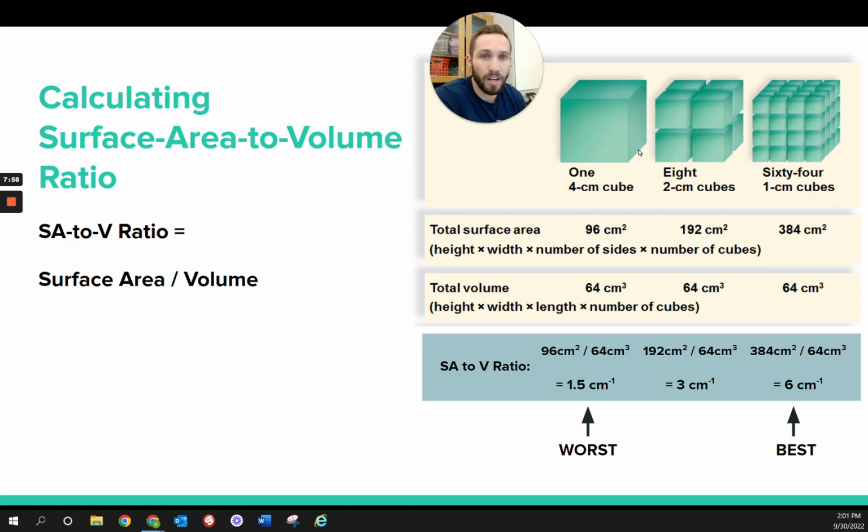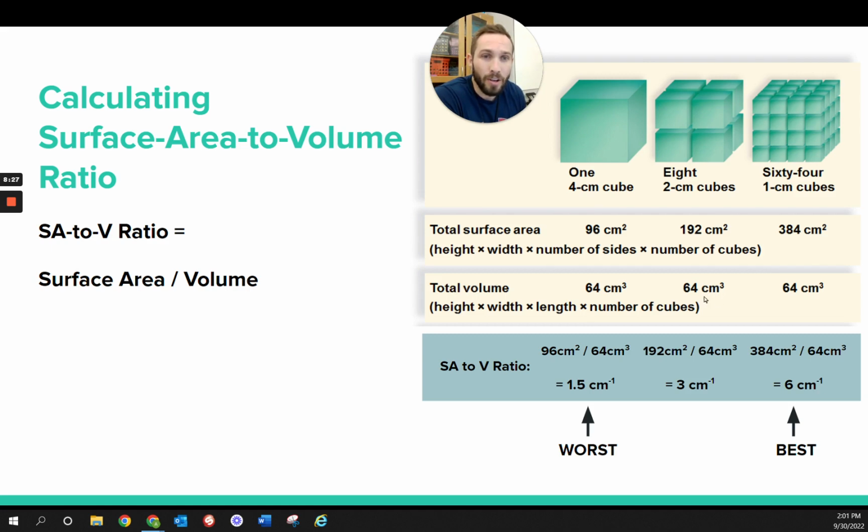So if this is just one cube and you add up all the surfaces, it's going to have a certain surface area. They already did the math for you, so don't worry about it yet. But this is the surface area, and this is the volume. If you do 4 times 4 times 4, this is the volume. And then if you do 4 times 4, which is 16, that's the surface area of this surface, and then you would times it by 6 surfaces. Anyway, you get 96.